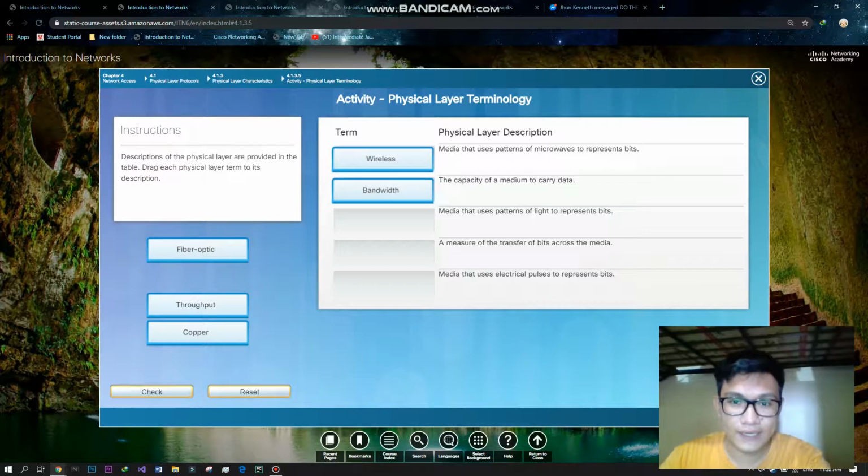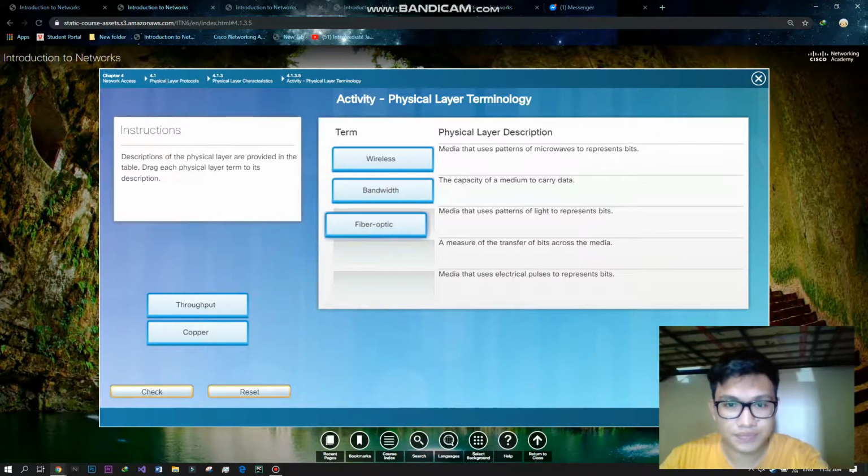So number 3 is fiber optic, which is the use of patterns of light to represent bits, and when we use light, the medium that is used is glass, right? Number 4, a measure of transfer of bits across the media, which is the throughput.